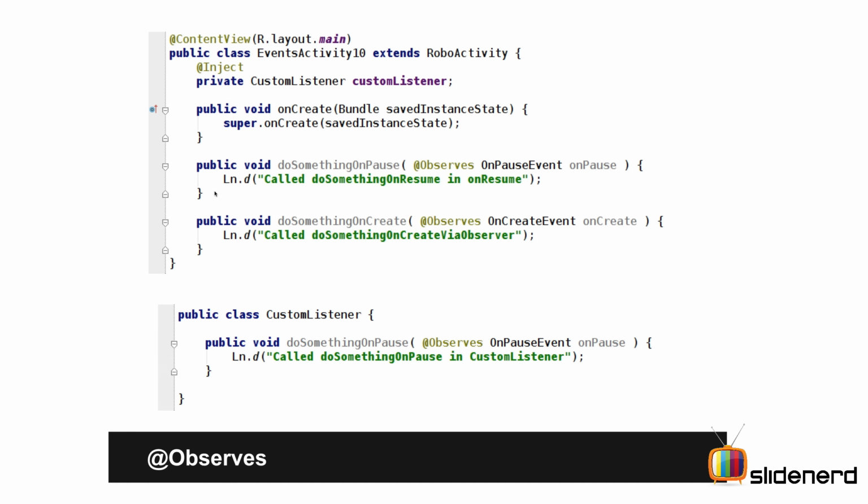You can simply write a method. You can call it anything, like doSomethingOnPause in our case, right, @Observes, and then say OnPauseEvent, and then just have a variable for that onPause here. Now the best part about this is you don't have to write an onPause method, and more specifically you don't have to fill your onPause method with tens or hundreds of things.